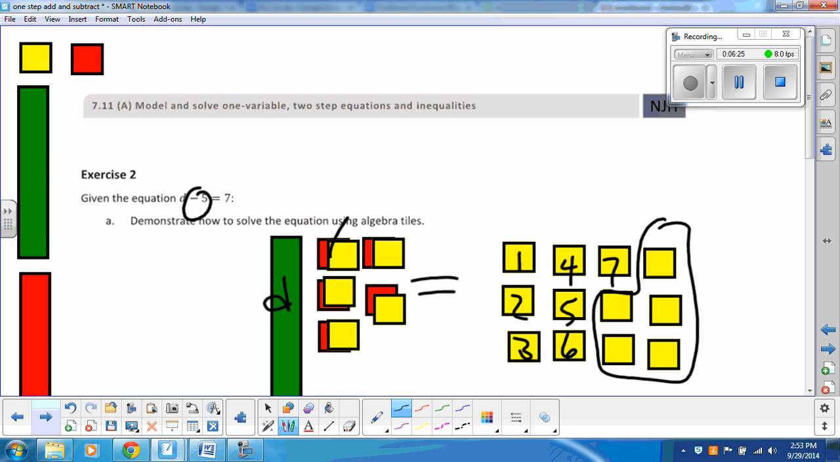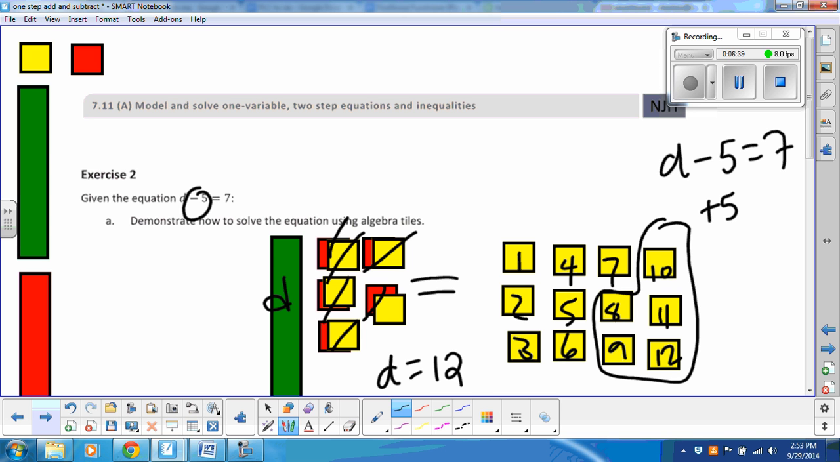So giving me a final answer of 12 because all of these cancel, and I'm left with D equals 12. Solving algebraically, D minus 5 equals 7. Add 5, add 5, cancels, D equals 12. That's it using the numbers.